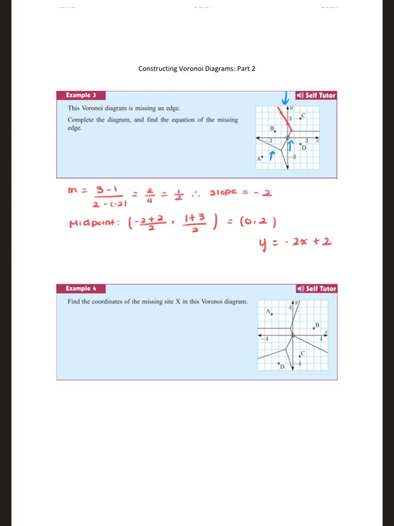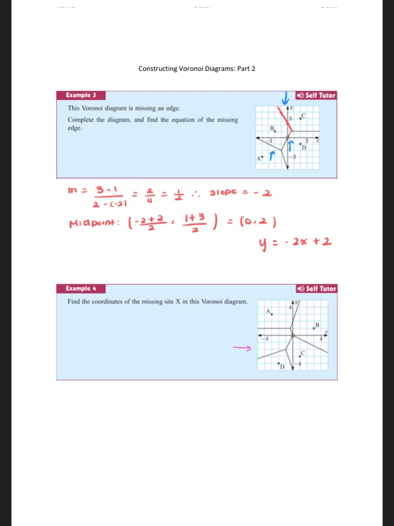Okay? All right, for the second question, it says find the coordinates of the missing site X in this Voronoi diagram. Well, there's only one cell that doesn't have a site in it, so that cell has to contain site X. We just don't know where it is. What we do know is that all the edges of the cell are the perpendicular bisectors of X with the point A and X with the point D.